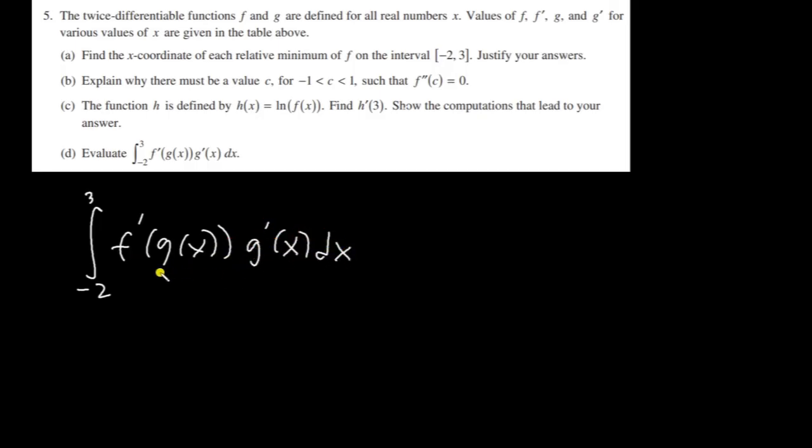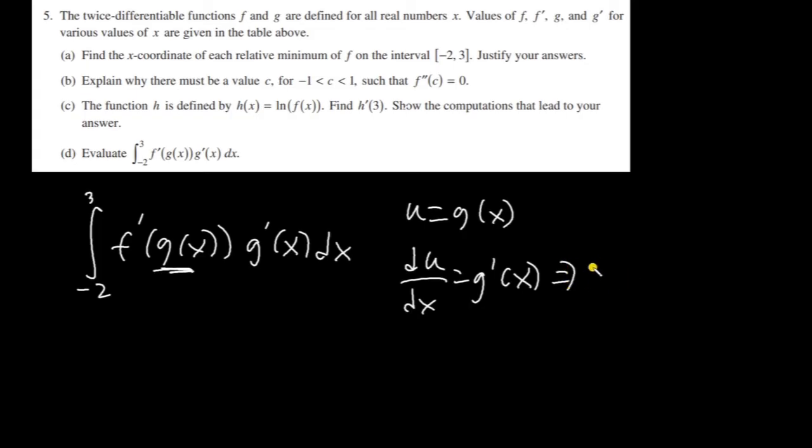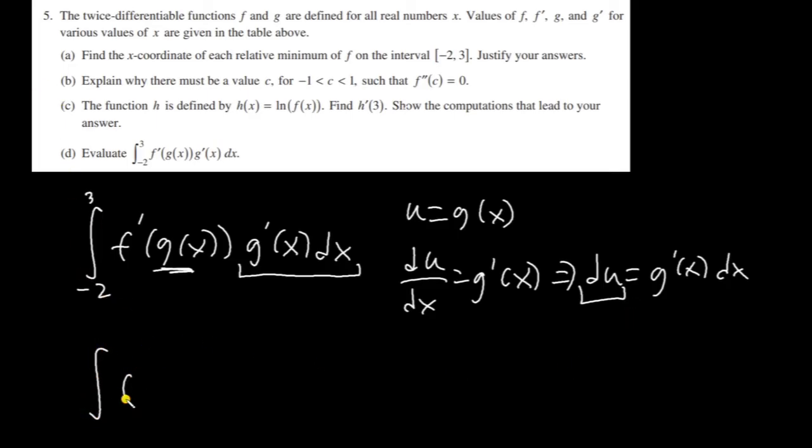We're going to do a u substitution with u equal to g of x. So we'll say u equals g of x, and then du dx equals g prime of x. So du equals g prime of x dx. So this entire thing, g prime of x dx, I can replace that with du. So I'll have the integral of f prime of, remember, g of x is equal to u, so we'll say f prime of u, and then instead of g prime of x dx, I'll say du.